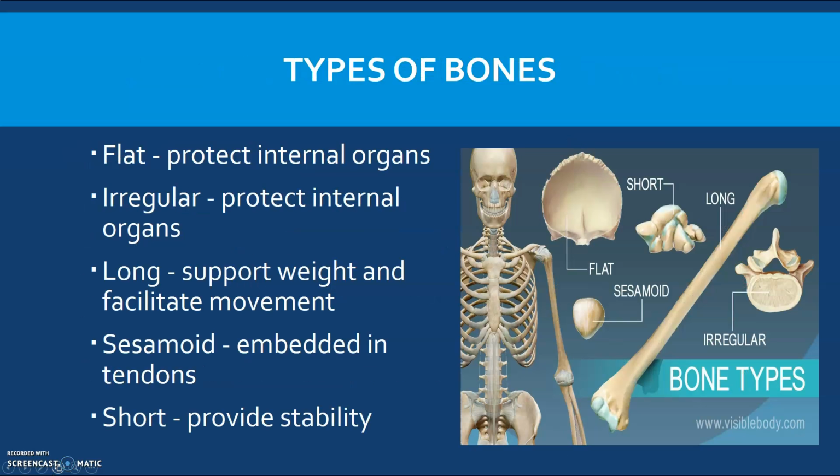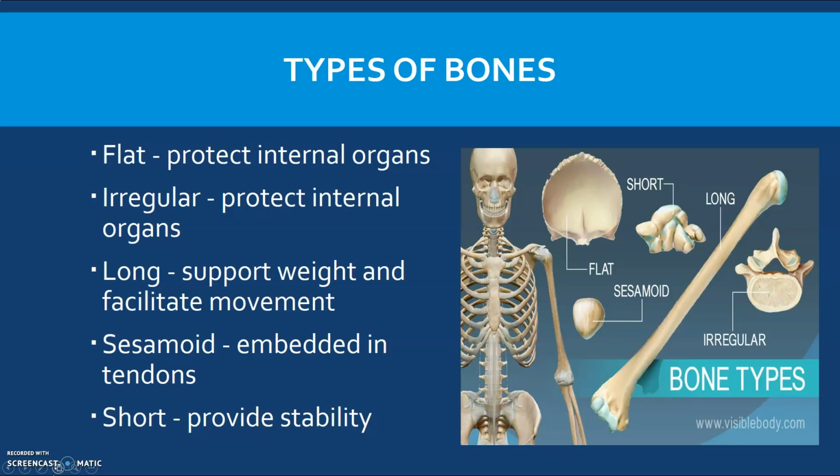Bones can be classified according to their general shape. There are 5 types of bone. You have flat bones, which protect internal organs. Examples include the bones of the skull, such as the occipital bone, the parietal bone, the frontal bone, and nasal bone, and also bones of the thoracic cage, such as the sternum and ribs.